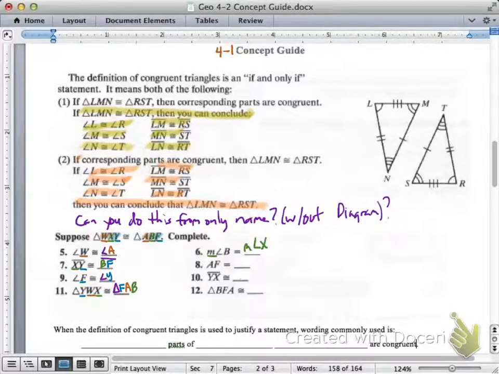So the diagram's gone here. But can't we just look at this up here and say that what corresponds with AF would be W and Y? Do you see how that would work? And then what is congruent with YX? YX is here. Well, look over here. What corresponds with it? Segment FB, and so on. So if we have a statement of congruence, we really don't need the diagram to line up all those corresponding parts.